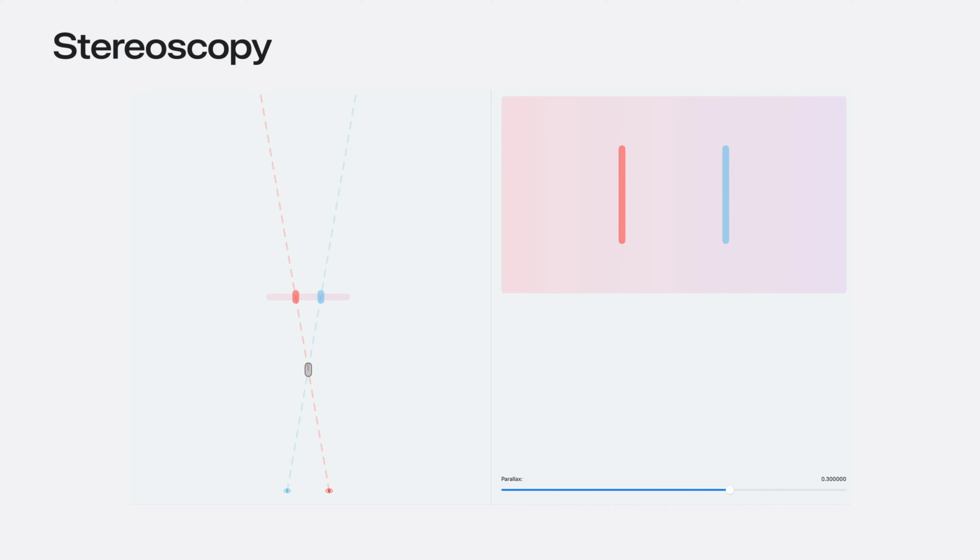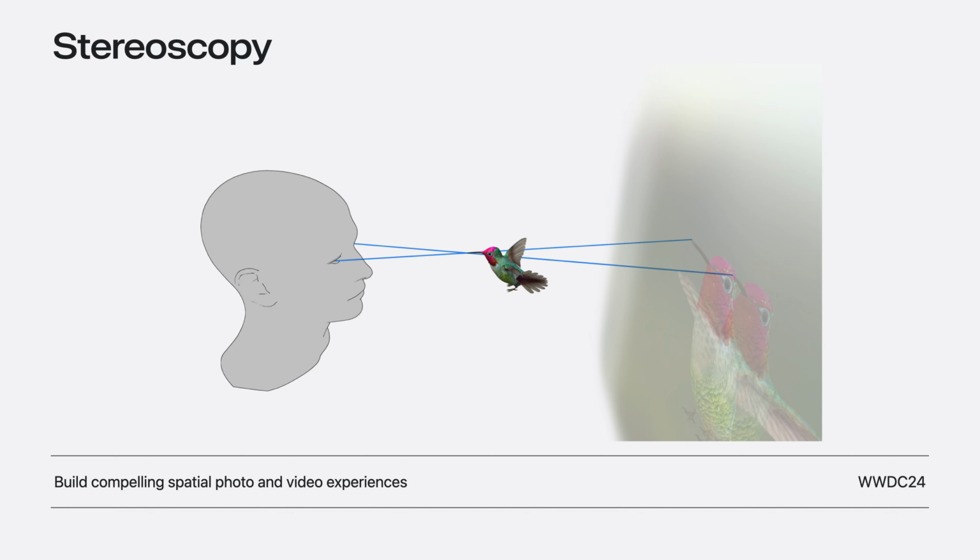Here's a diagram showing how stereoscopy works. The object is perceived at the intersection between the two rays. The perceived depth varies depending on the parallax between the two images. As the parallax changes, the position of the intersection point also changes. Also note that for a given stereoscopic image, the perceived depth varies depending on the size and position of the window, even if the images do not change. The video Build Compelling Spatial Photo and Video Experiences goes over more details about creating stereoscopic content for Vision Pro.